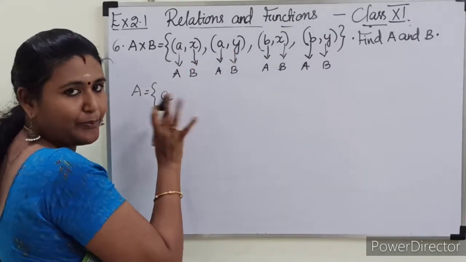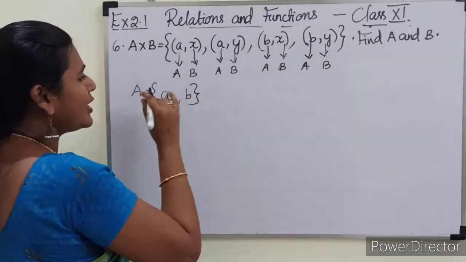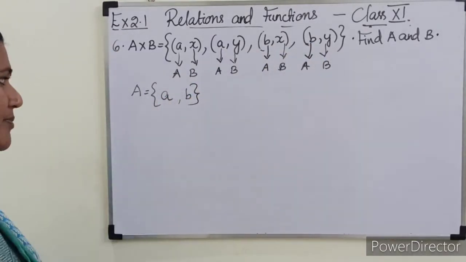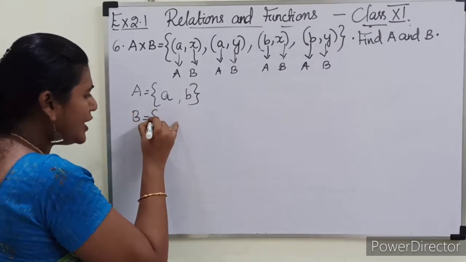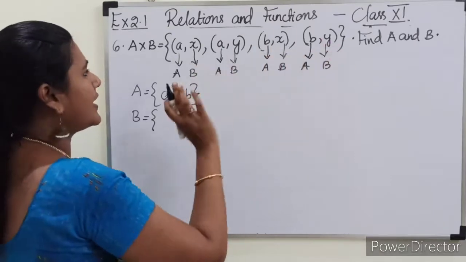So we need not repeat the same element. And the next element is B. So we got set A as set AB. And similarly we can write B also. B is the collection of all the second elements of the ordered pairs.